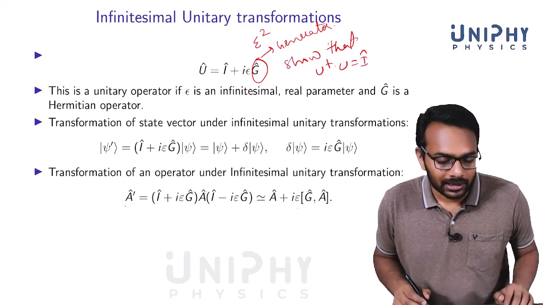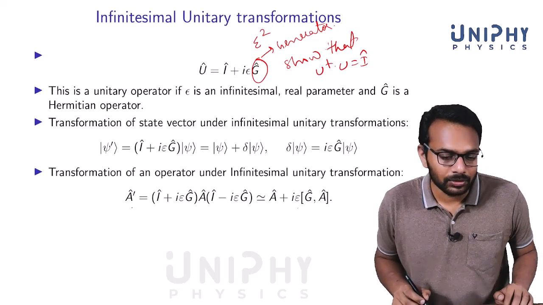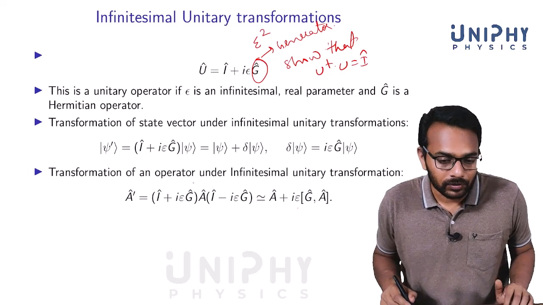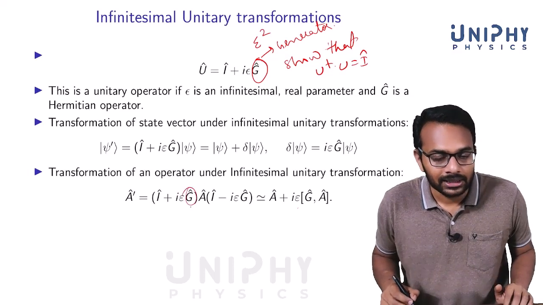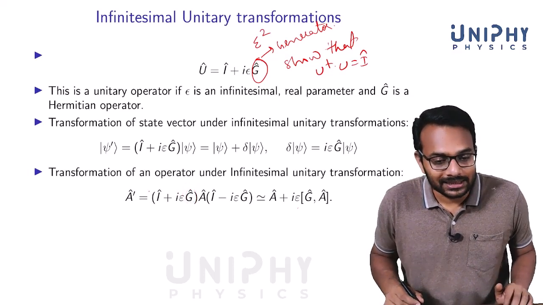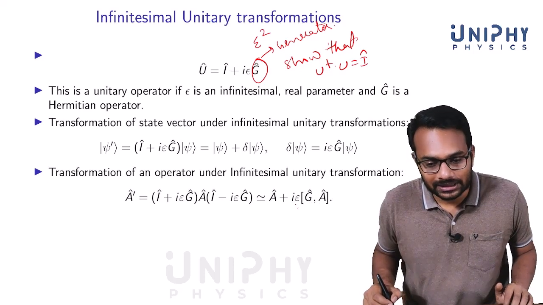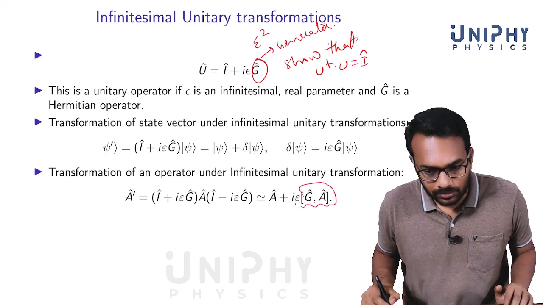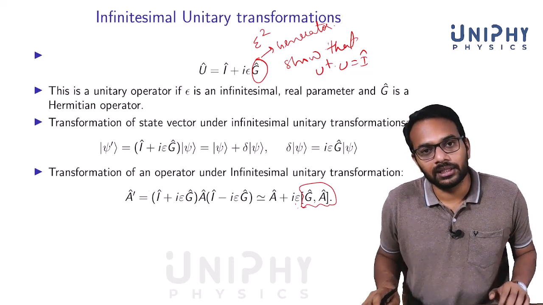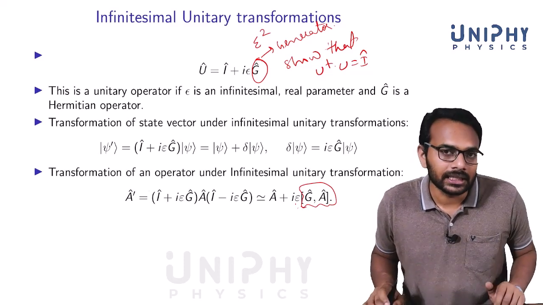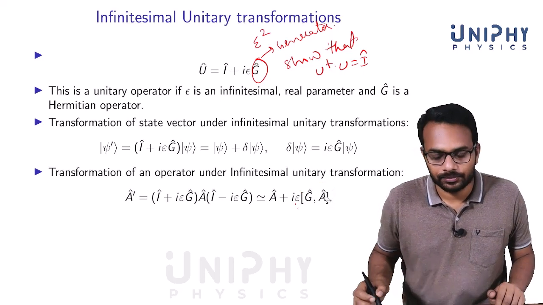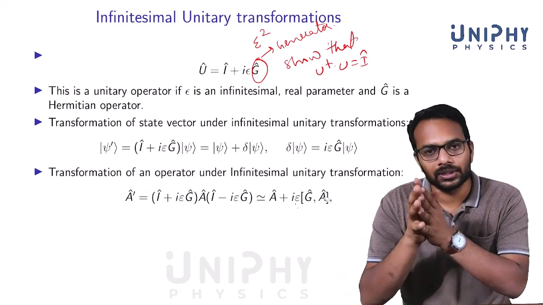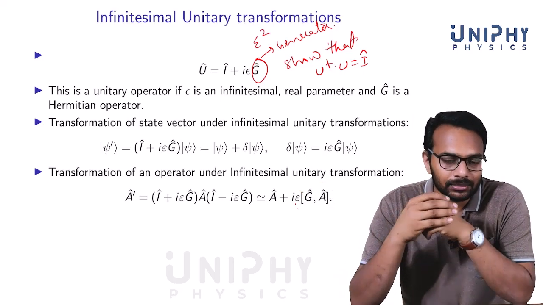I'll repeat: when you make a unitary transformation to an operator, you have a generator for this unitary transformation. The first order change in that operator is proportional to the commutator of that operator with the generator of the transformation. We'll see that this is important when we look into symmetries.